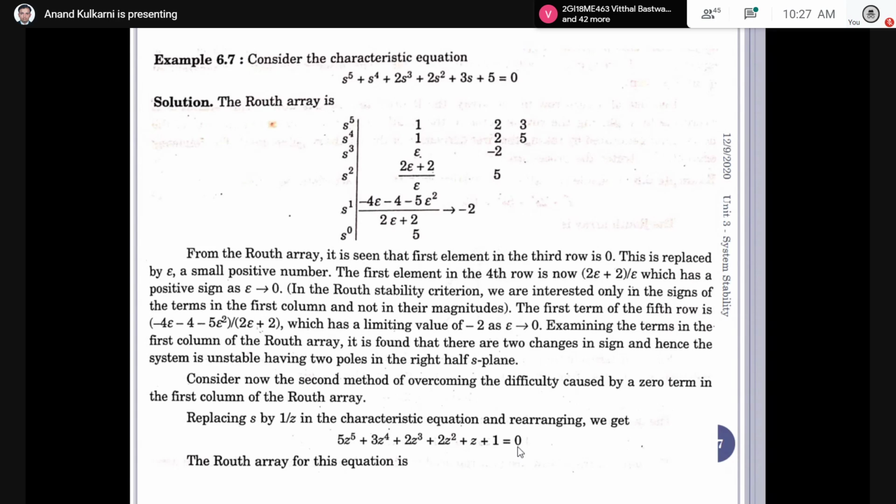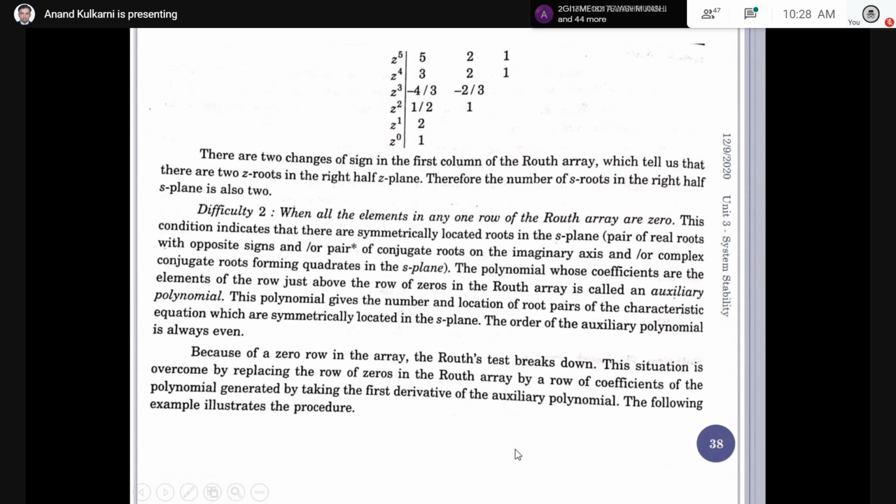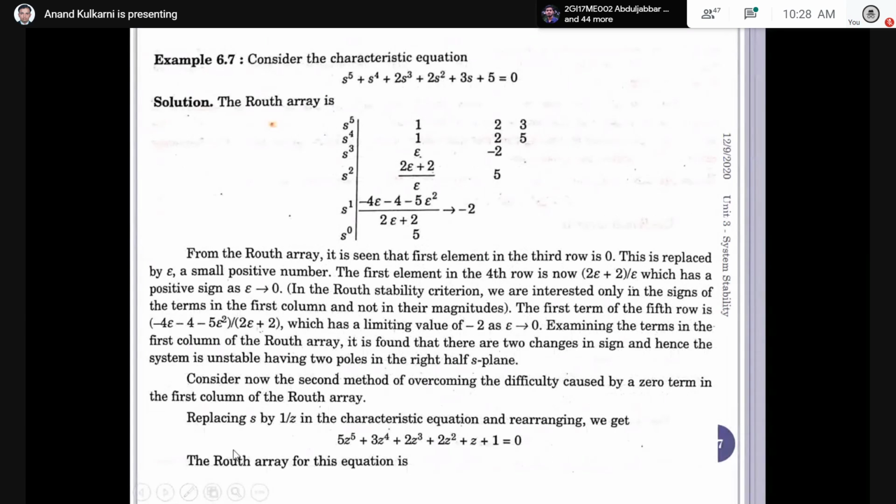The S5 coefficient has become the coefficient of S to the power 0, whereas 5, which was S to the power 0, has now become S to the power 5. So I have to identify that it is a different polynomial. Instead of S, I have substituted 1 upon Z, and this polynomial you can solve. Now this is 5Z5 plus 3Z4 plus 2Z cube plus 2Z square plus Z plus 1. Now solve the usual Routh's array. So 5, 2, 1, 3, 2, 1. See here, first row, 5, leave this, 2, leave this, 1.